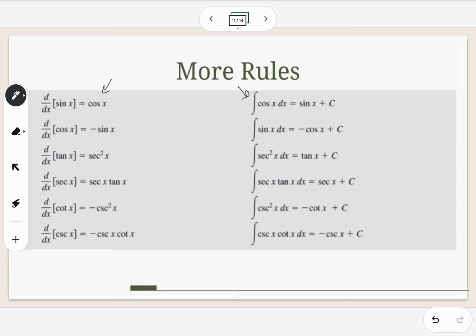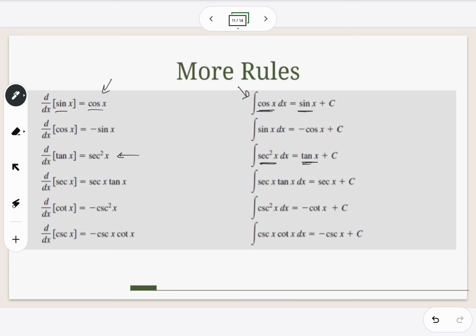So if I know that the derivative of sine is cosine, well, then if I see cosine as my integrand, then my integral is just going to be sine, right? It's just flip-flopped. If you see secant squared as your integrand, well, then I know that secant squared is the derivative of tan, so that means my antiderivative is tan, all right? So see how it's just kind of flip-flopped?